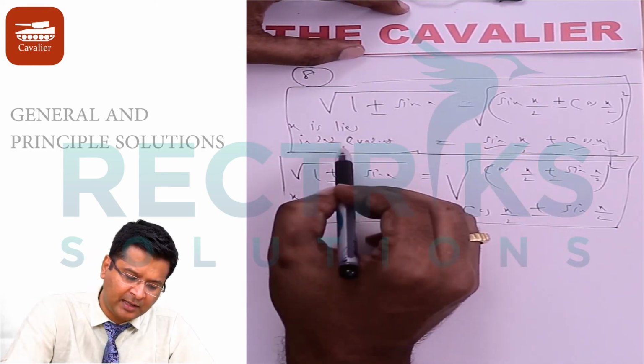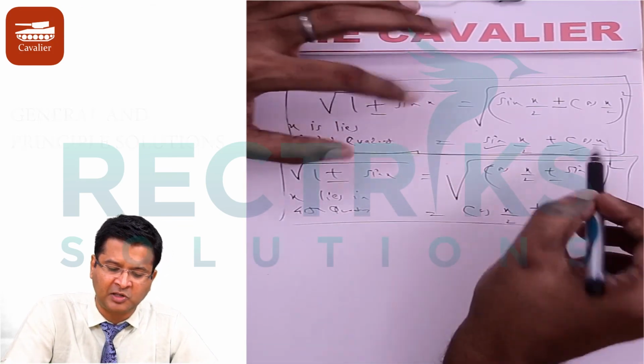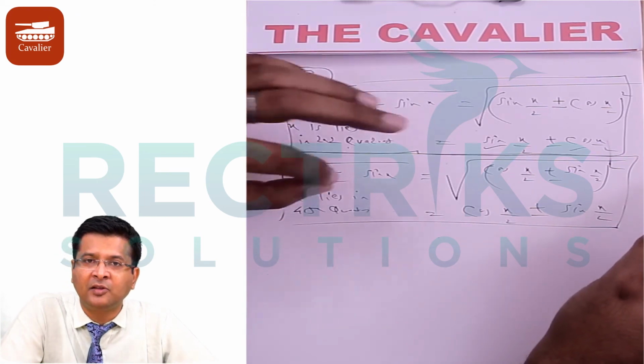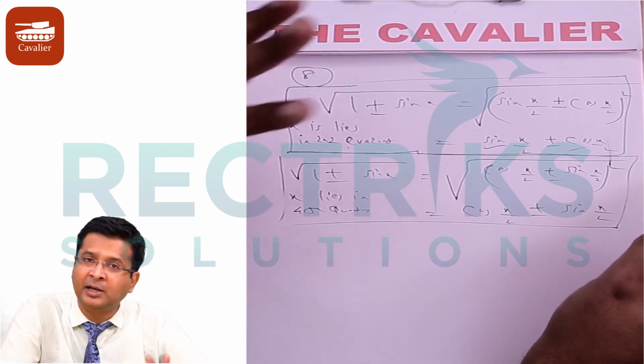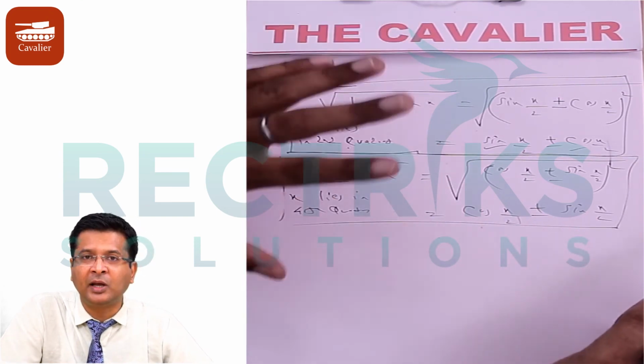If x is lying in the second quadrant, then under root of 1 plus or minus sin x is replaced with sin x by 2 plus minus cos x by 2. And if your angle x lies in the fourth quadrant, then under root of 1 plus minus sin x is to be replaced with cos x by 2 plus minus sin x by 2.